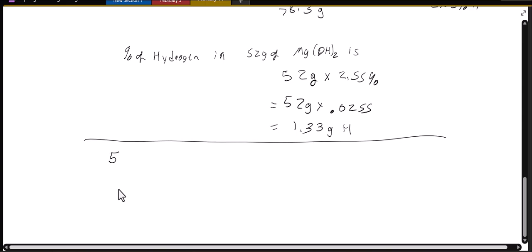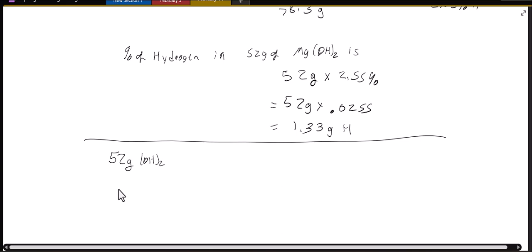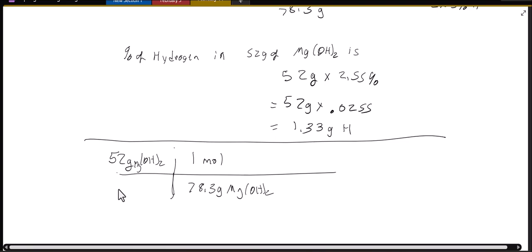Now let me show you the other way to do it. So always start with what you're given, 52 grams magnesium hydroxide. Change to moles. So put 1 mole on top, and the bottom we'll put the molecular weight of magnesium hydroxide, which if we did it right was 78.3 grams magnesium hydroxide. This is 1 mole magnesium hydroxide.